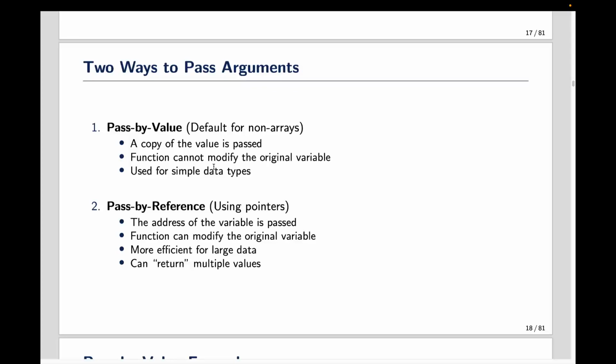Up till now, whenever you give an argument inside the function, you always pass by value. So a copy of the value is passed. The function cannot modify the original variable, and it is used for simple data types. Now, when you are using pointers, instead of giving the variable, you give a pointer. When you give a pointer, the address of the variable is passed. So you put the pointer, whatever that variable pointer is, and then the function can modify the original variable without accessing it directly. You are just giving the pointer of that variable. So this is the more efficient way for large data.